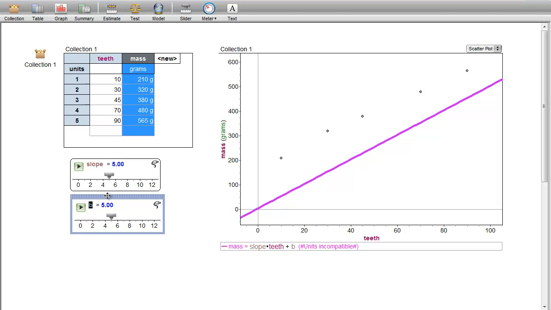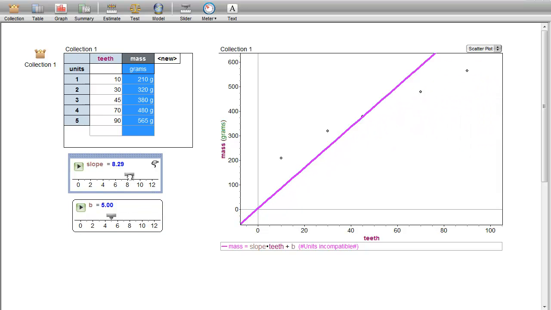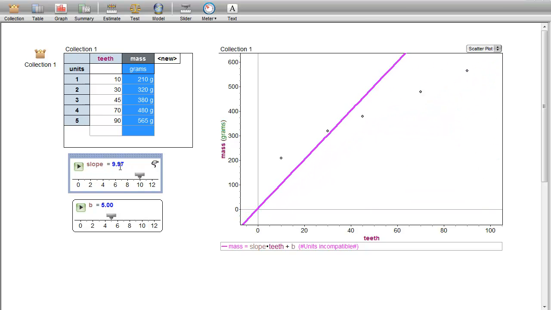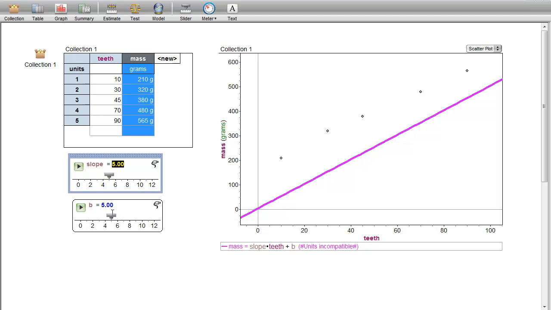The sliders, that's what these are called, give the values for the constants. Fathom sets them at some arbitrary number. Watch what happens when you adjust their values. Or you can type in a number. Right now the graph is showing mass equals, and for the slope it's 5, mass equals 5 times teeth plus 5. Then adjust your sliders appropriately to fit your data.